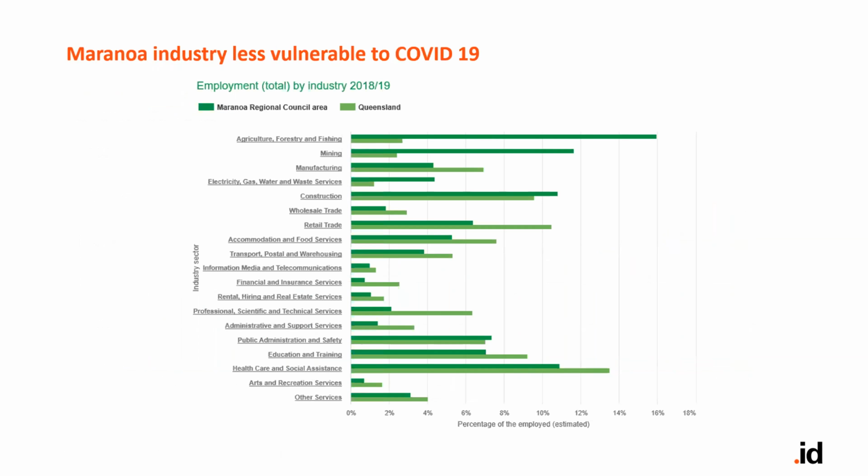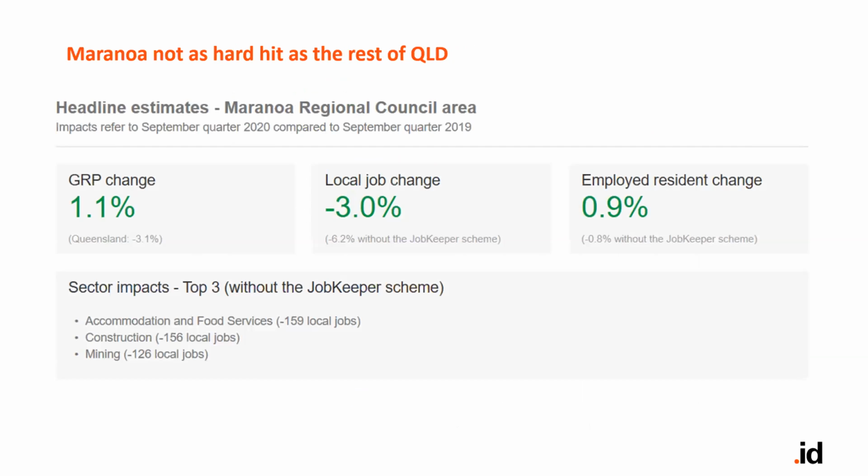Now, the Maranoa industry is less vulnerable to COVID-19, which is great. And you can go through and use Economy ID to look up some of those variables and say, how exposed are we to this international crisis compared to other regions? And we can see that in Maranoa, we're not necessarily as exposed as other regions. Much more heavy reliance on ag, mining, construction, as opposed to things like accommodation, food services, hospitality, retail, that sort of thing. So we can see Maranoa was not hit as hard as the rest of Queensland.